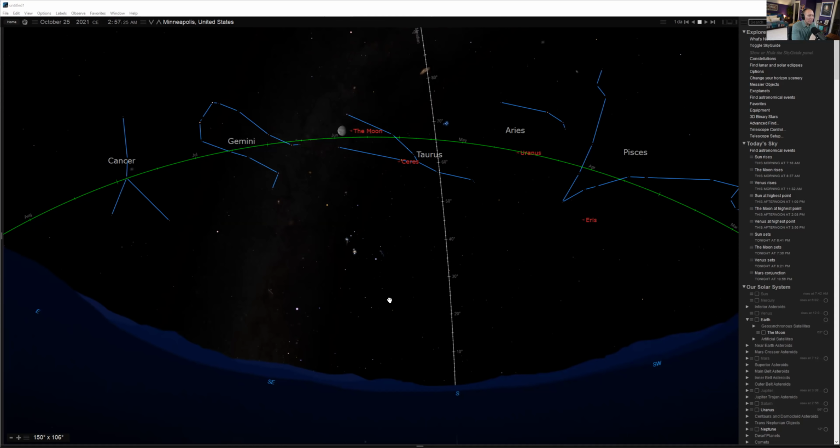So what do they mean? Well, the general meaning when the nodes of the moon are involved in ancient Western astrology is actually very similar to Indian astrology, and I'll try to explain it.